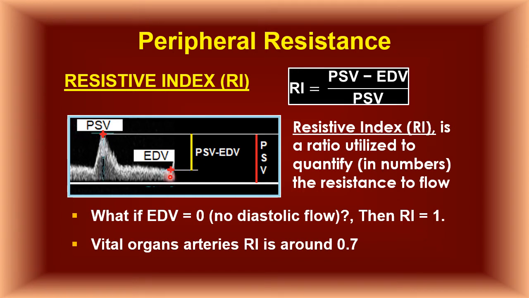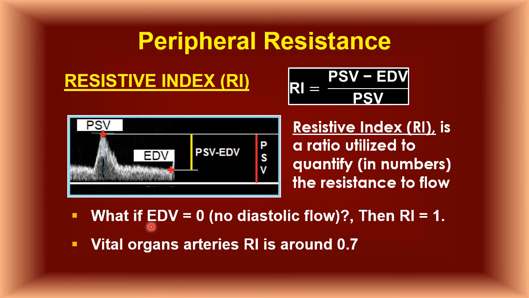If the end diastolic velocity is higher, meaning that this organ is having open arterioles, what happened? The end diastolic velocity will be higher. I will get this yellow line shorter, and I will get a lower resistive index. All right. So it's higher consumption of blood, lower resistive index. So this is the RI. Again, it's the ratio of peak systolic minus end diastolic divided by peak systolic velocity. So it is a ratio utilized to quantify, meaning to get it in numbers, the resistance to the flow.